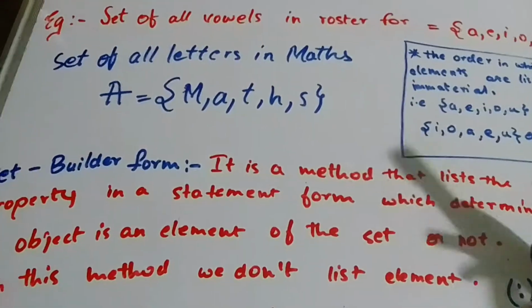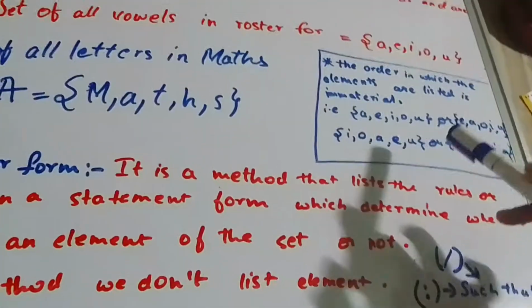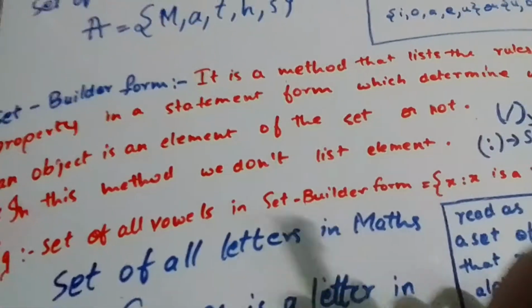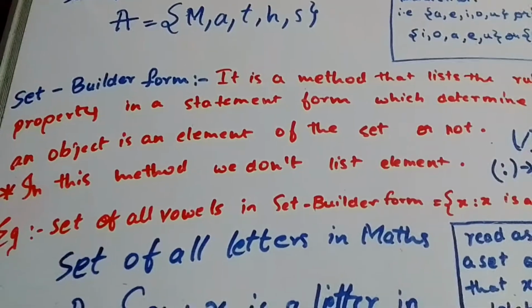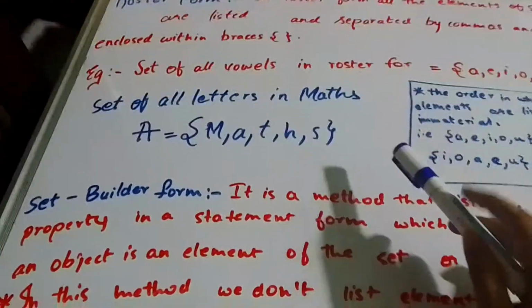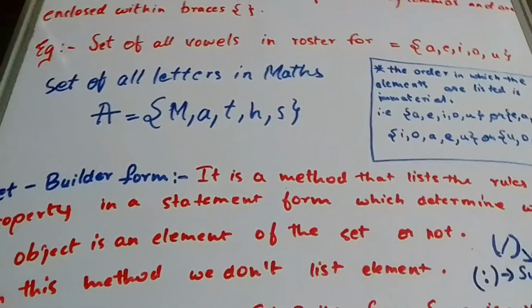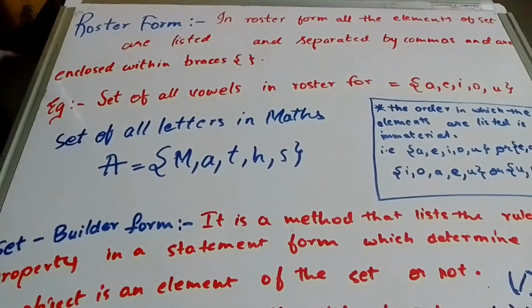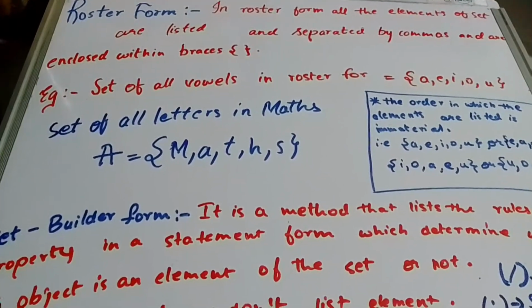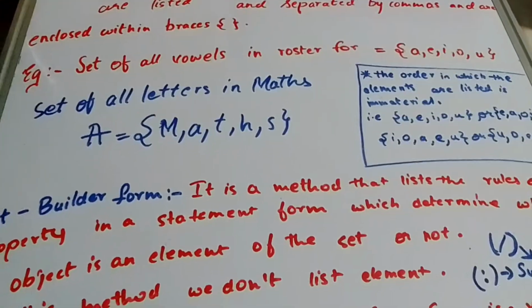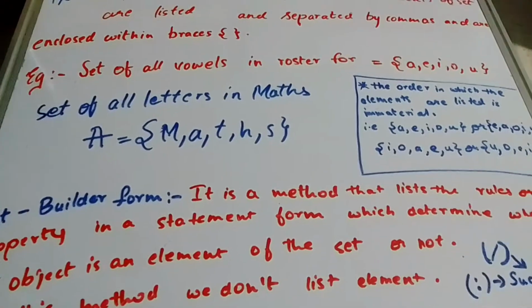In roster form, it's not necessary to write the elements in order. In roster form we can write any elements, but in set builder form there must be a common property. So these are the differences between roster form and set builder form.